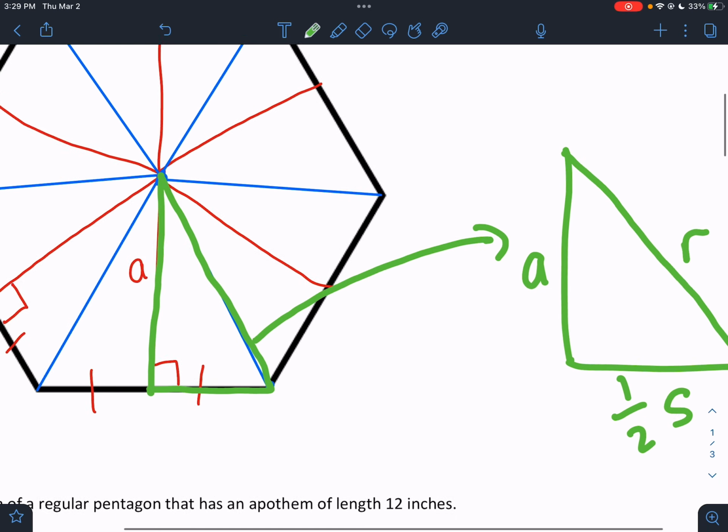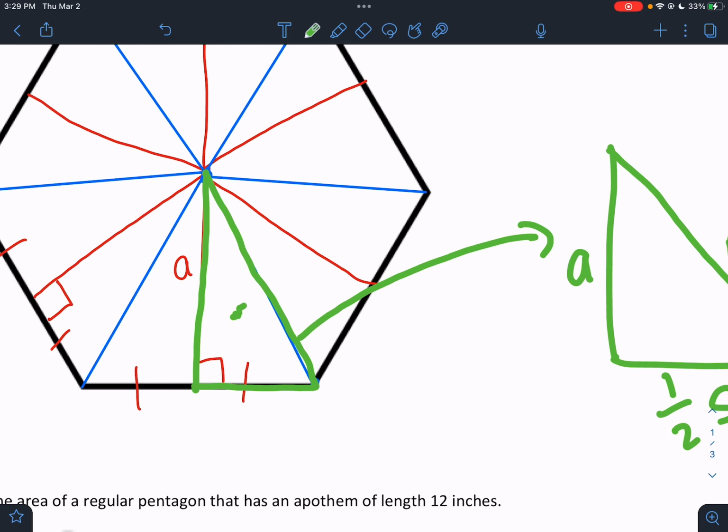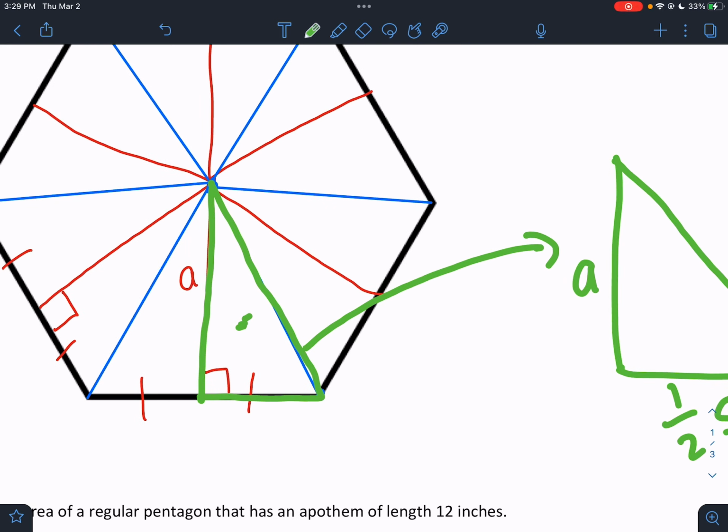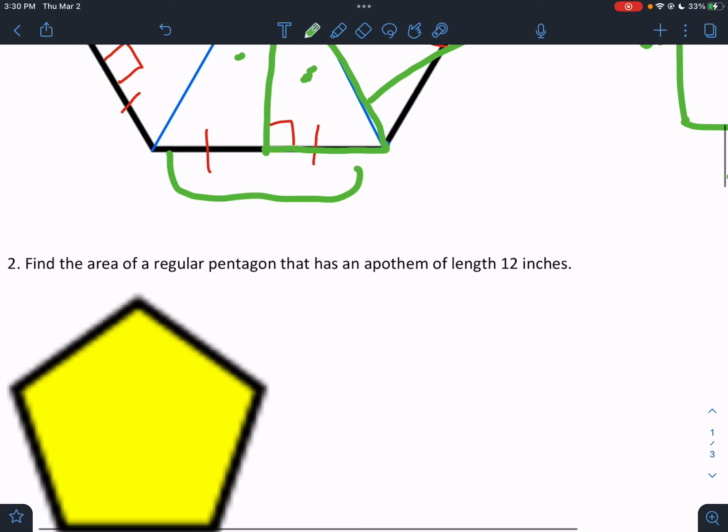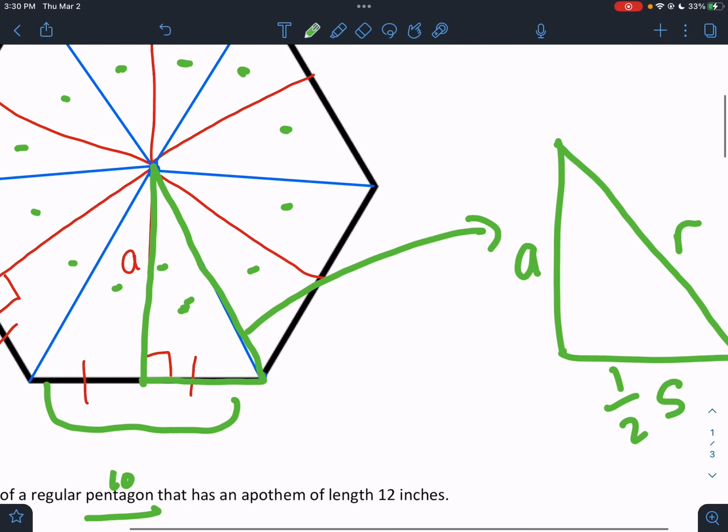And that's the key, because if I can get the area of this triangle, how many of them do we have? Well, on a hexagon, we have 1, 2, 3, 4, 5, 6, 7, 8, 9, 10, 11, 12. There are 2 per side. So like on a pentagon, we're going to have 10 of them. 5 sides, 2 per side.